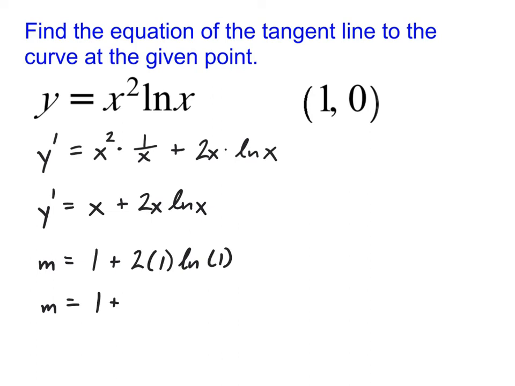What is the natural log of 1? 0. Because it's basically saying e to the power of what equals 1, and anything to the power of 0 equals 1. So then that's really 1 plus 0. So then we can find that our slope is just equal to 1. You now have your slope. Please finish finding your equation now.